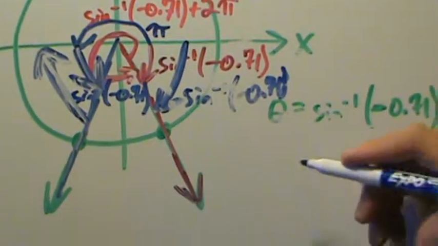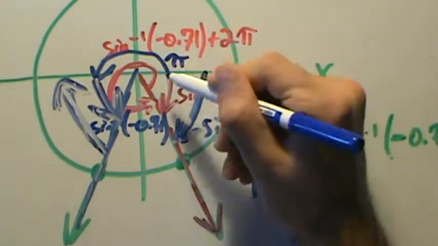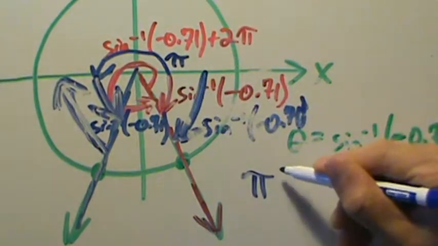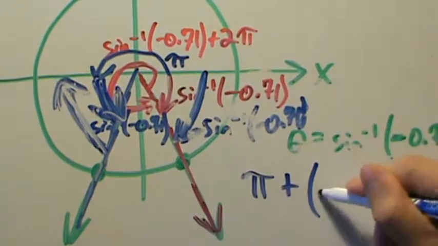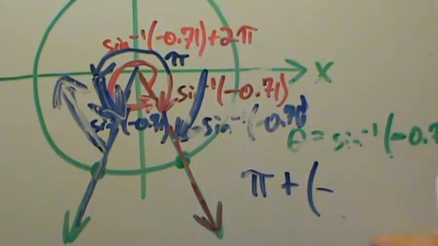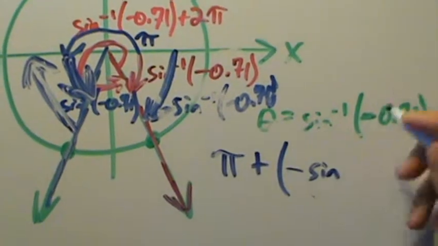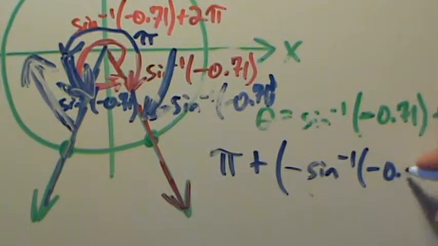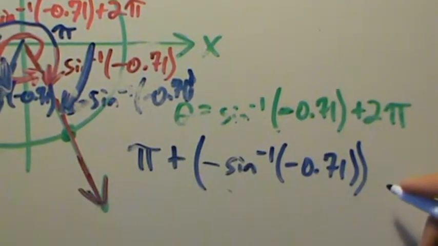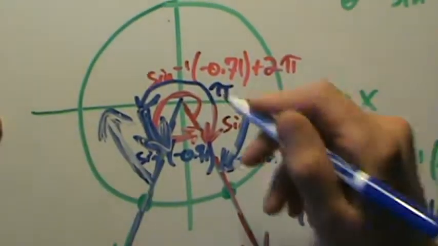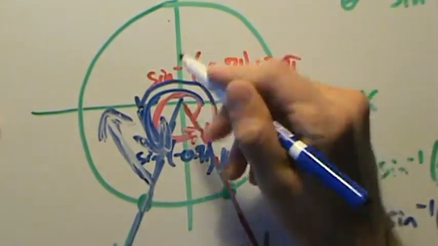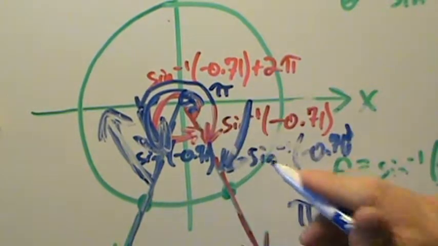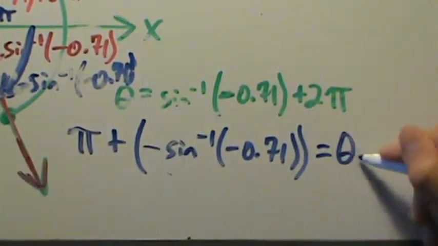So if we take pi, if we go around pi, like here, and then add to that this angle, which is negative inverse sine of negative 0.71, then that's going to give us what we want. That is this angle. Let's call this angle theta 2. Okay, so this angle is going to be theta 2, equals theta sub 2, we'll call it.